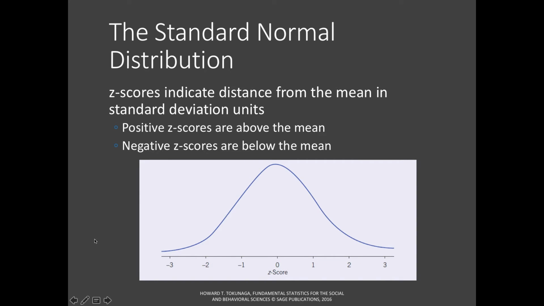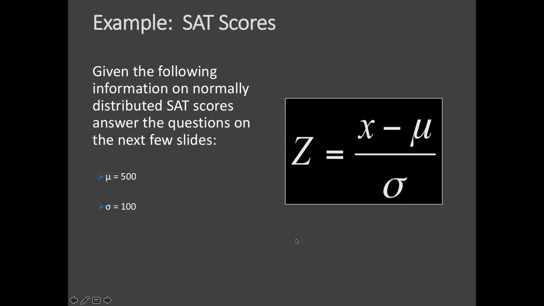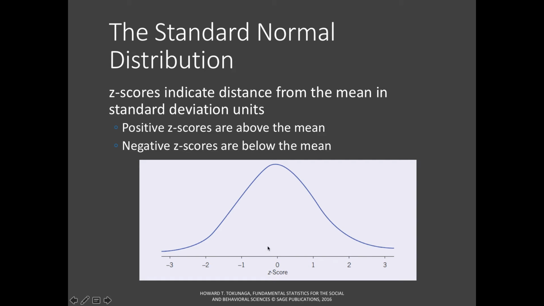So this indicates the distance. A positive z-score means that your score is above the mean, or you have a standard deviation that's above this middle point, so it's to the right of the middle point. A negative z-score is below the mean, or below this middle point here.